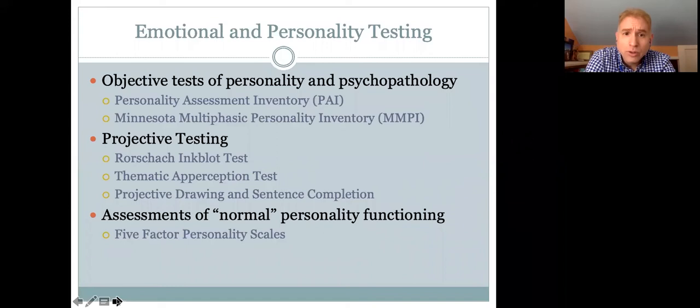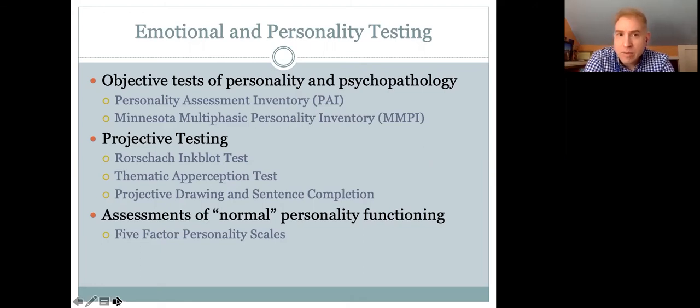We use both objective and what are called projective tests to do that. Many of you have heard of projective tests, things like the Rorschach ink blot test. Somebody might have a recommendation, might be told, get projectives for your kid, that type of thing. Objective measures are a little bit different. They tend to be more standardized and quantitative, things like questionnaires and so forth.